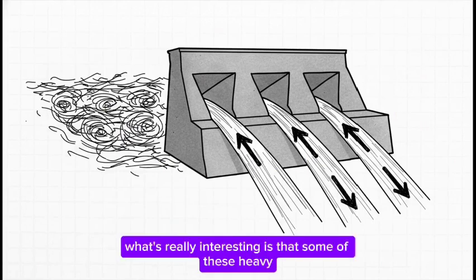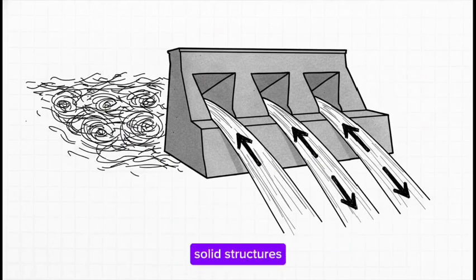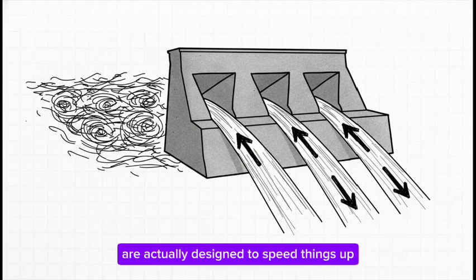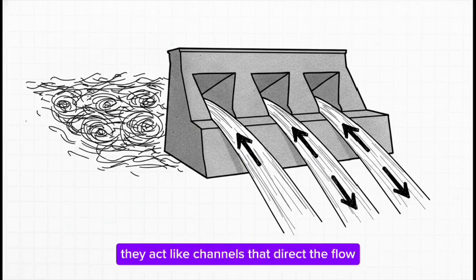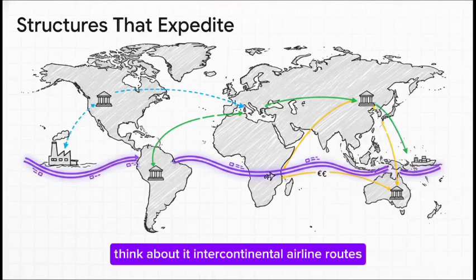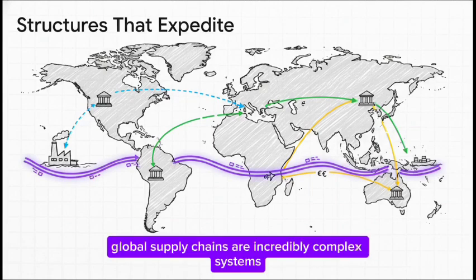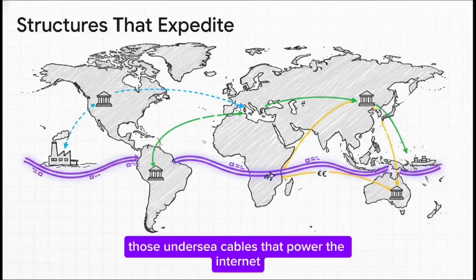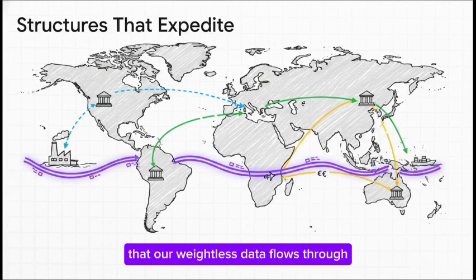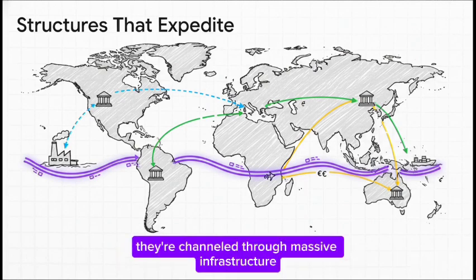Now, what's really interesting is that some of these heavy, solid structures are actually designed to speed things up, but only for certain things and certain people. They act like channels that direct the flow. Think about it. Intercontinental airline routes are fixed paths that make travel faster. Global supply chains are incredibly complex systems designed to move goods efficiently. Those undersea cables that power the internet, they're the physical pipes that our weightless data flows through. These things don't just happen randomly. They're channeled through massive infrastructure.